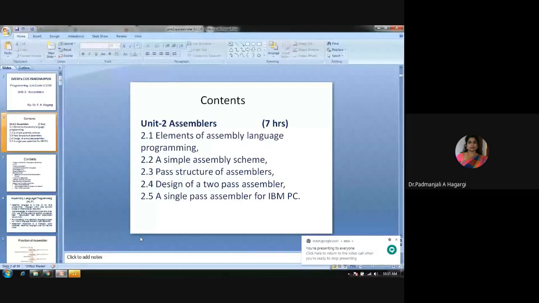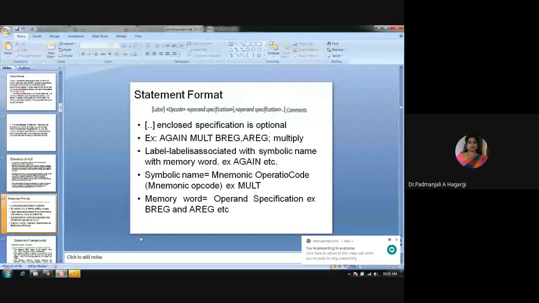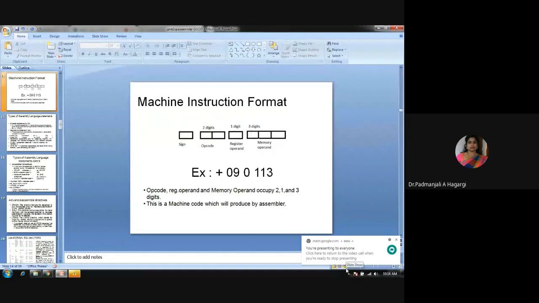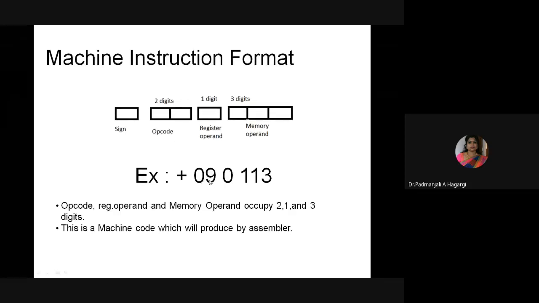I showed you in the previous class one slide on how it converts to zeros and ones, or machine code. As this was the format, it converts to the zeros and ones format, or machine code. In this machine code format, if you see, it takes 3 digits, the operand takes 1 digit, the opcode takes 2 digits, and there is whether it is signed or not. For example, this is one example where it is a plus. And 9 is allocated something like load and store. 9 is the value of the opcode being used.